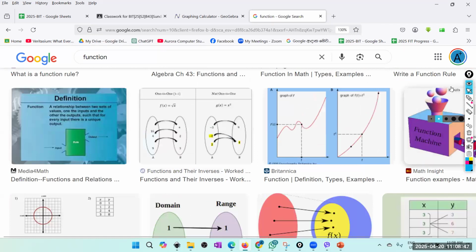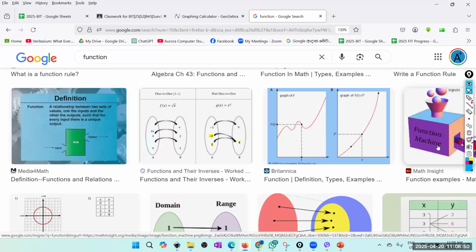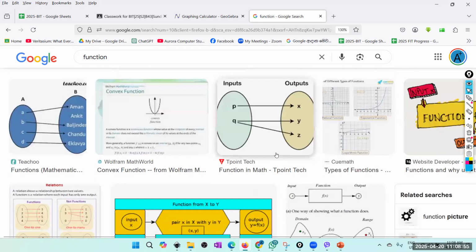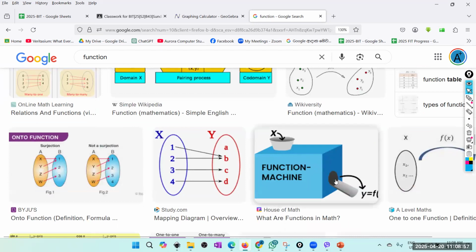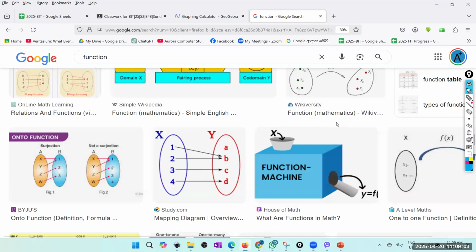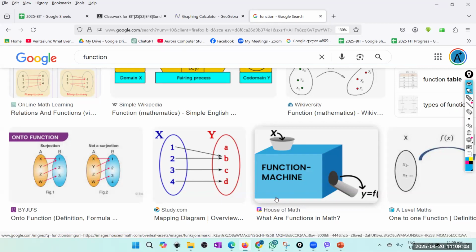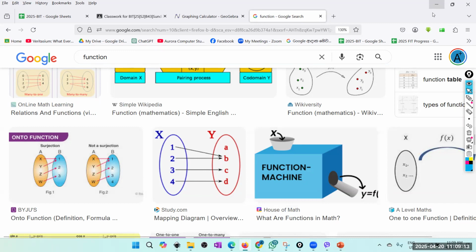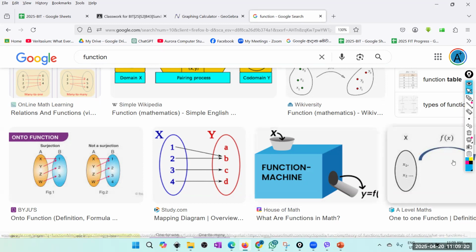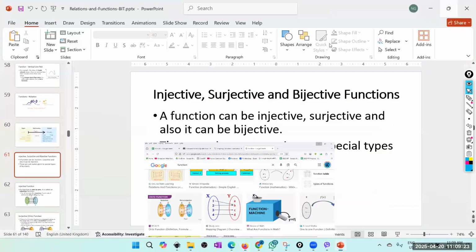Something like this: you call it a function machine. Because you can visualize it like that, right? So there must be only one output for one input. If it is not like that, then it is not a function. It's a relation but not a function. In a function, your x1 can end up with y1, x2 can also end up with y1, but x1 cannot end up with both y1 and y2. Then it is not a function.